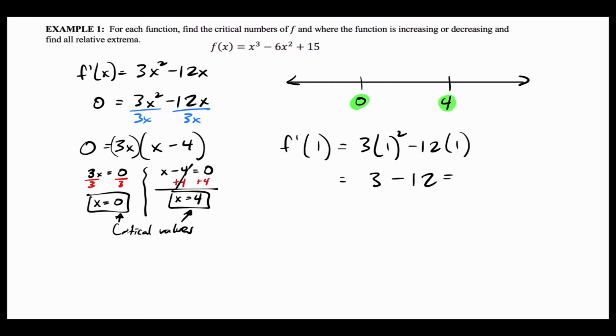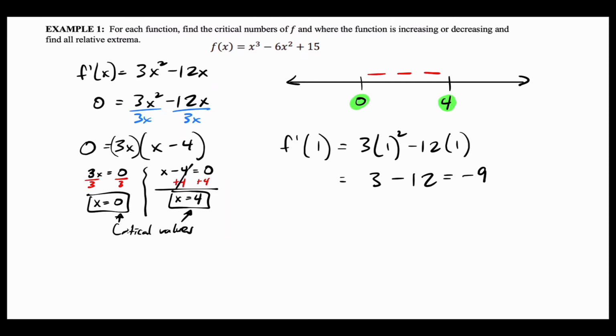Three minus 12. 3 minus 12 is negative 9. So that means everywhere in between 0 and 4, I'm going to have a negative derivative. So I put minus signs in between there. Negative derivative. You could try another number. You could plug in 2, plug in 3, plug in 3.5. But everywhere it's going to give you a negative number.